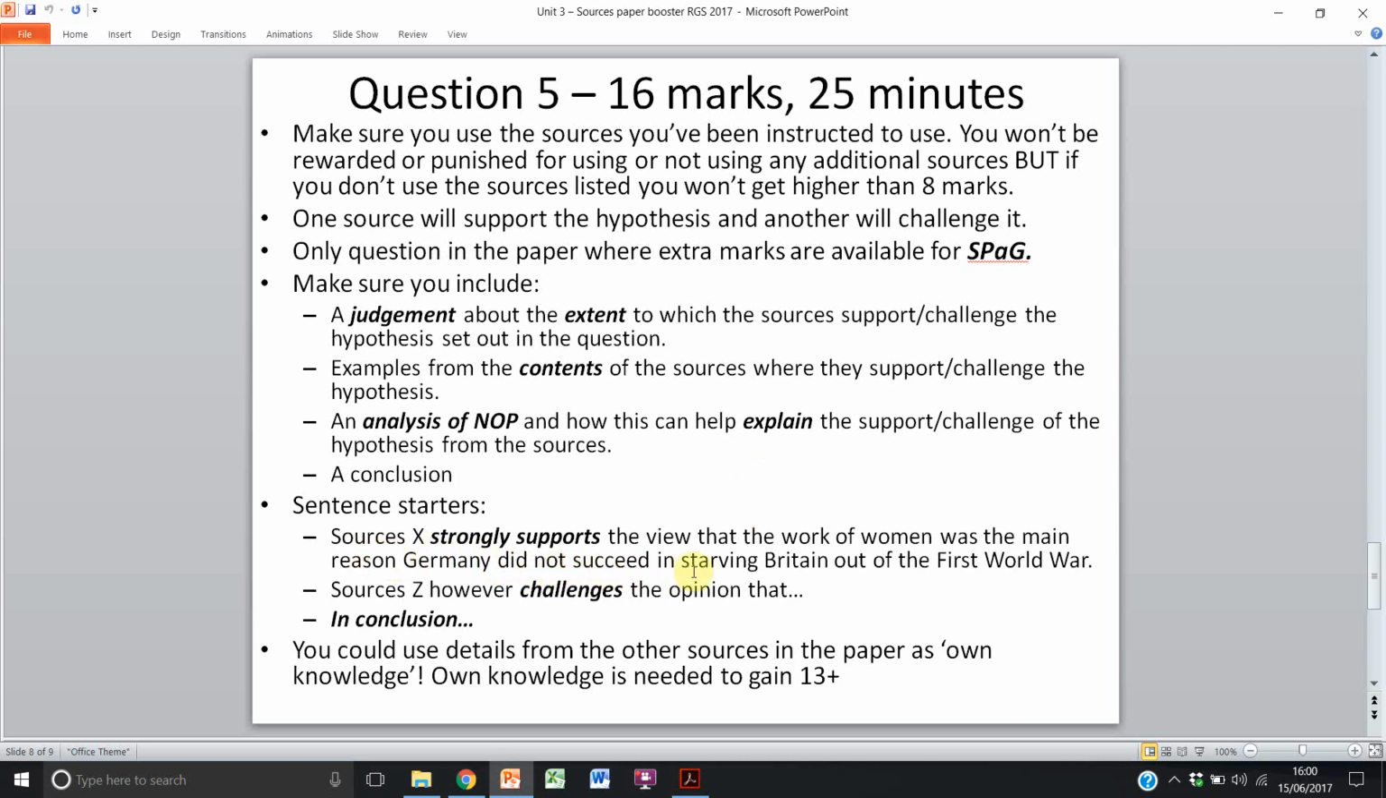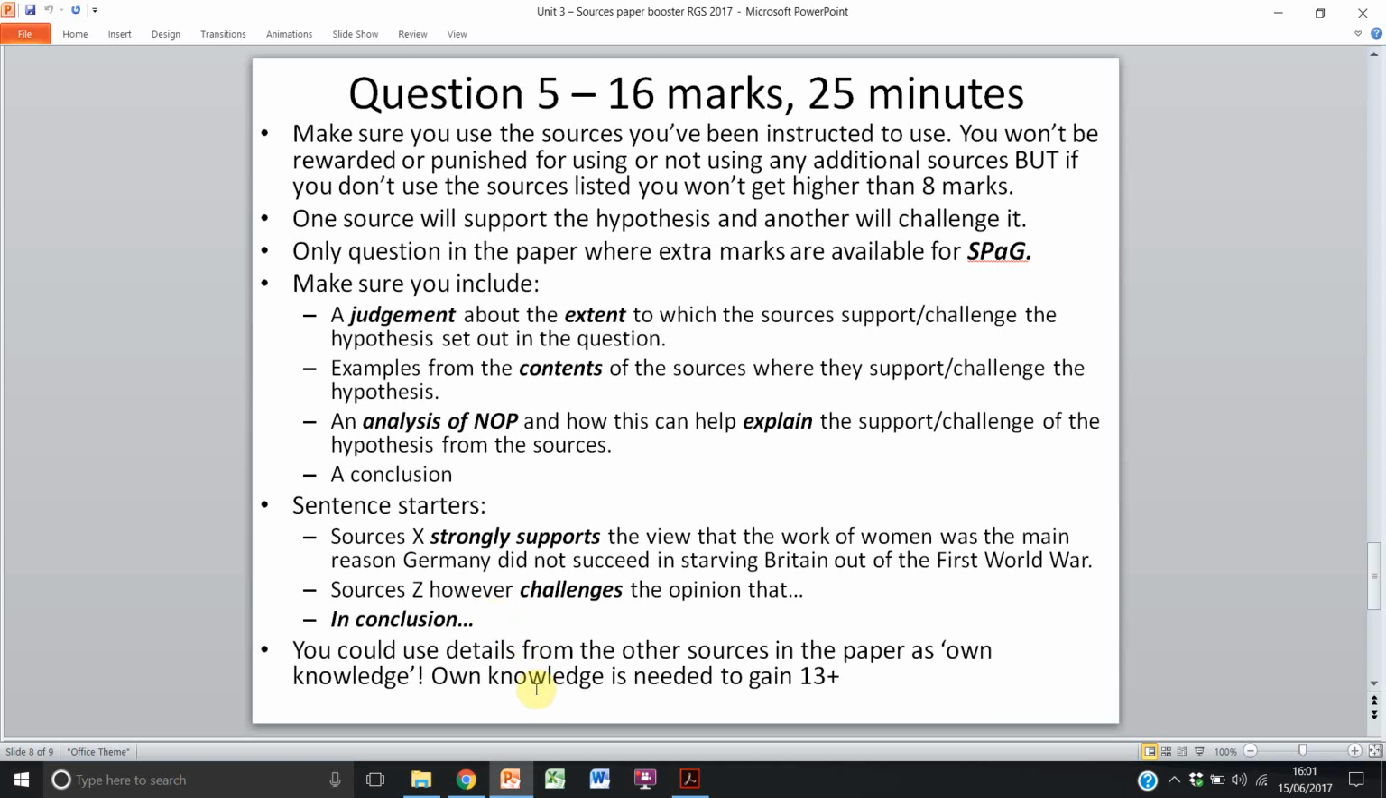Source X strongly supports the view that the work of women was the main reason Germany did not succeed in starving Britain out of the First World War. And then you'd select examples of how it supports that hypothesis. Source Z, however, challenges the opinion, and again you'd give some examples. And then in conclusion, I think for this question, a conclusion is a really useful way of providing your own opinion on the hypothesis, which is what you've been asked to do.